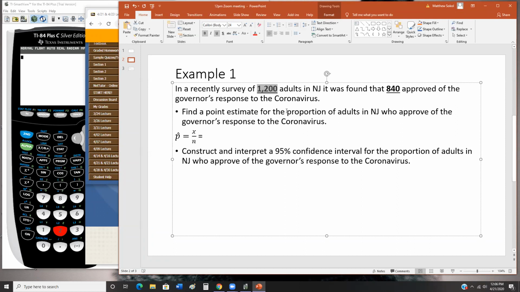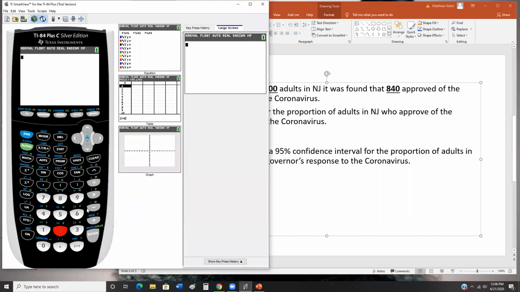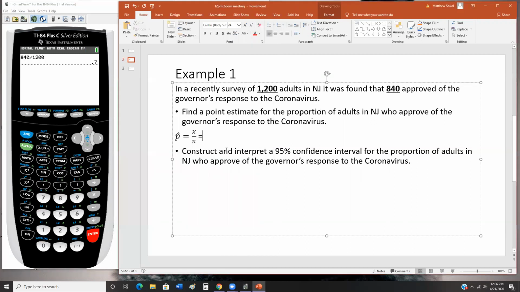So the first question says, find a point estimate for the proportion of adults in New Jersey who approve of the governor's response to the coronavirus. So all a point estimate is, is the single value estimate, okay? So this is that p hat that we've learned about before. And so the p hat is just the number of people who approve divided by the total. So if we take our trusty graphing calculator and take the 840 people who approve of the governor's handling divided by 1,200, we're seeing that it's roughly 0.7 or 70%. Okay, so just to understand what's going on, from this survey, we say 70% approve.